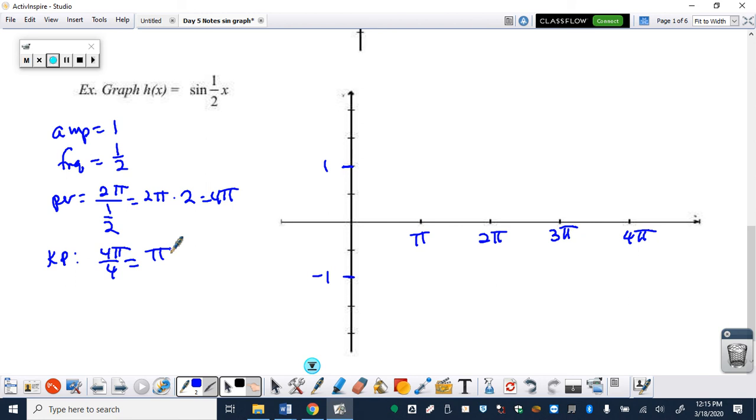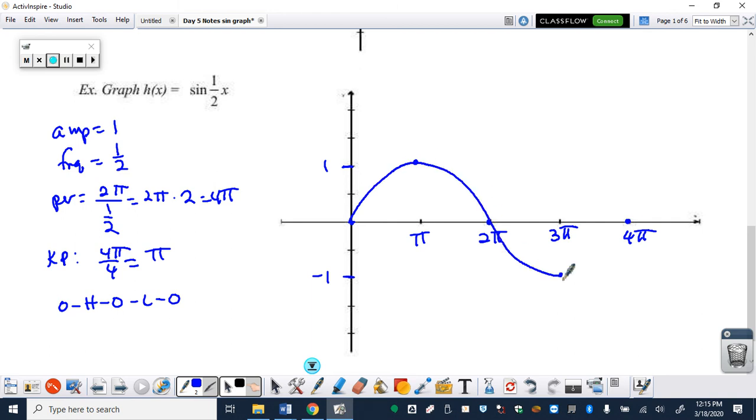Okay, so we're ready to plot our points. Don't forget, sine starts at 0, goes high, has to hit 0 before it goes down to low, and then it's going to stop at 0. So we're at 0. At pi, we're going to hit the high. At 2 pi, we're at 0. At 3 pi, we're at -1, and at 4 pi, when the curve is done, we're back at 0. And again, connect the dots.